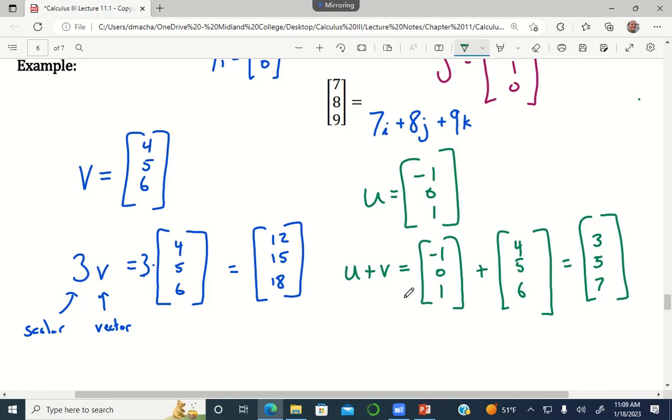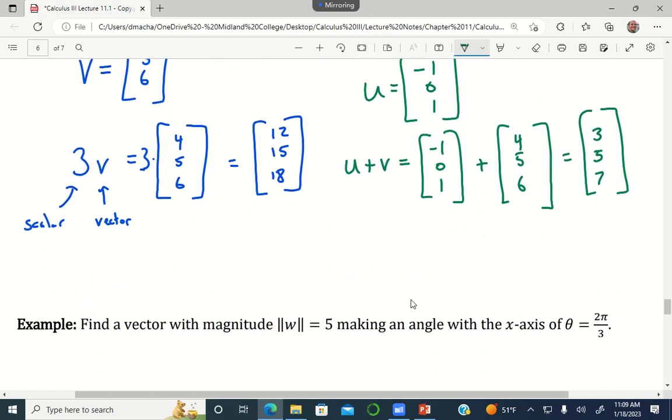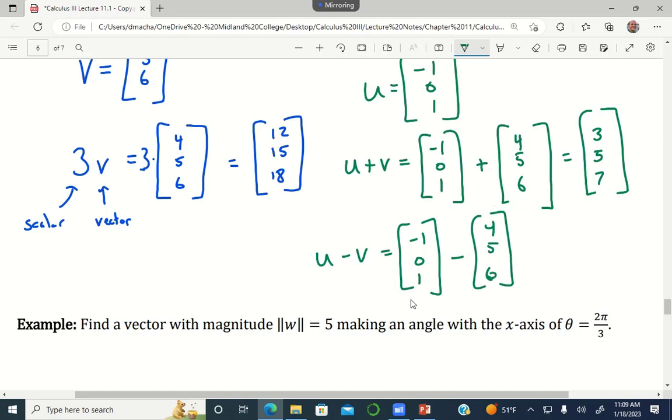So subtraction works the same way. If I said I have u minus v, that'd be negative 1, 0, 1 minus 4, 5, 6. And negative 1 minus 4 would be negative 5. 0 minus 5 would be negative 5. 1 minus 6 would be negative 5. Okay? Yes? Do they have to be the same dimension? Yes. If you want to add or subtract vectors, then they would need to be the same dimension, right?